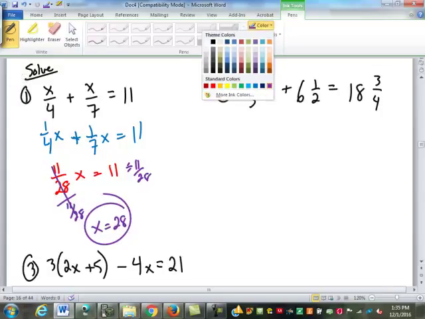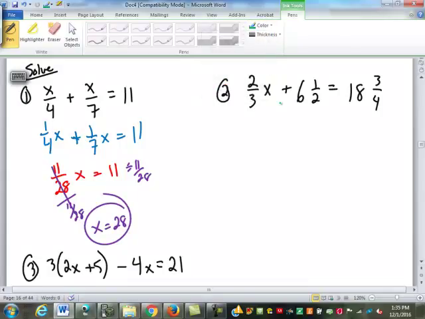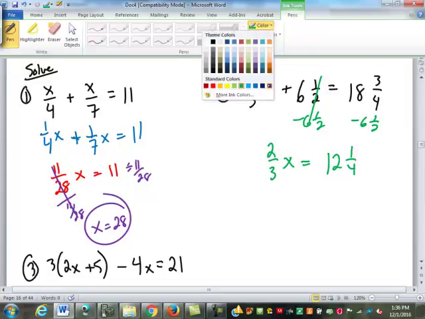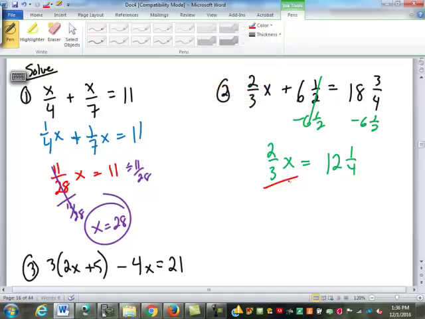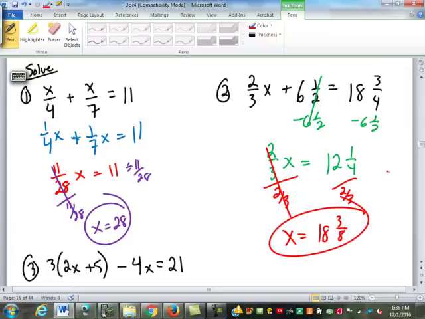Good deal. This next one, what's our first step over here? Subtract 6 1/2. So 2/3 x equals 12 1/4. And then we divide by 2/3. X equals 18 3/8, I believe. Any questions on those?